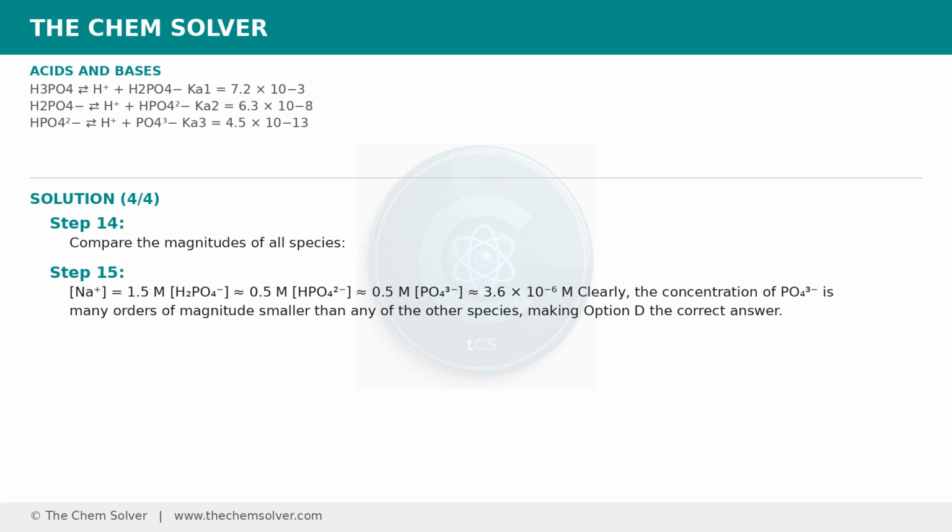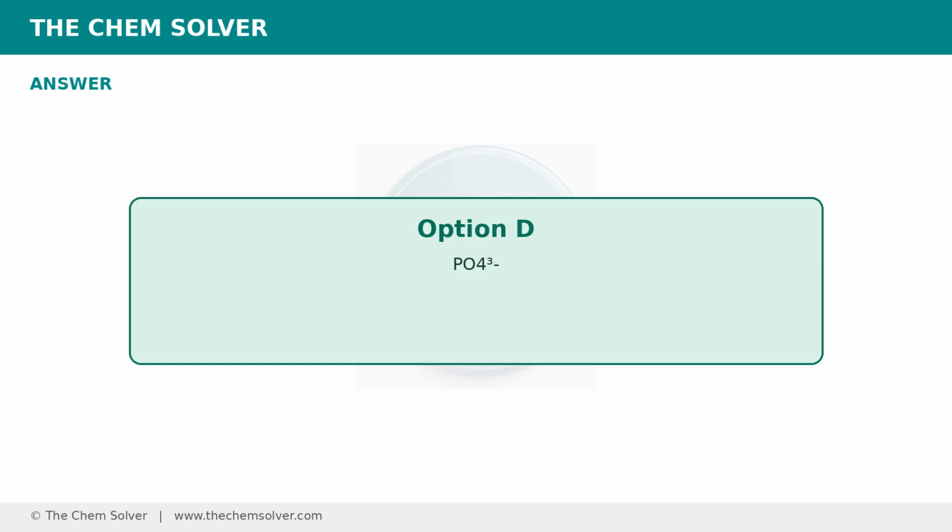Clearly, the concentration of PO4³⁻ is many orders of magnitude smaller than any of the other species, making option D the correct answer. The correct answer is option D, PO4³⁻.